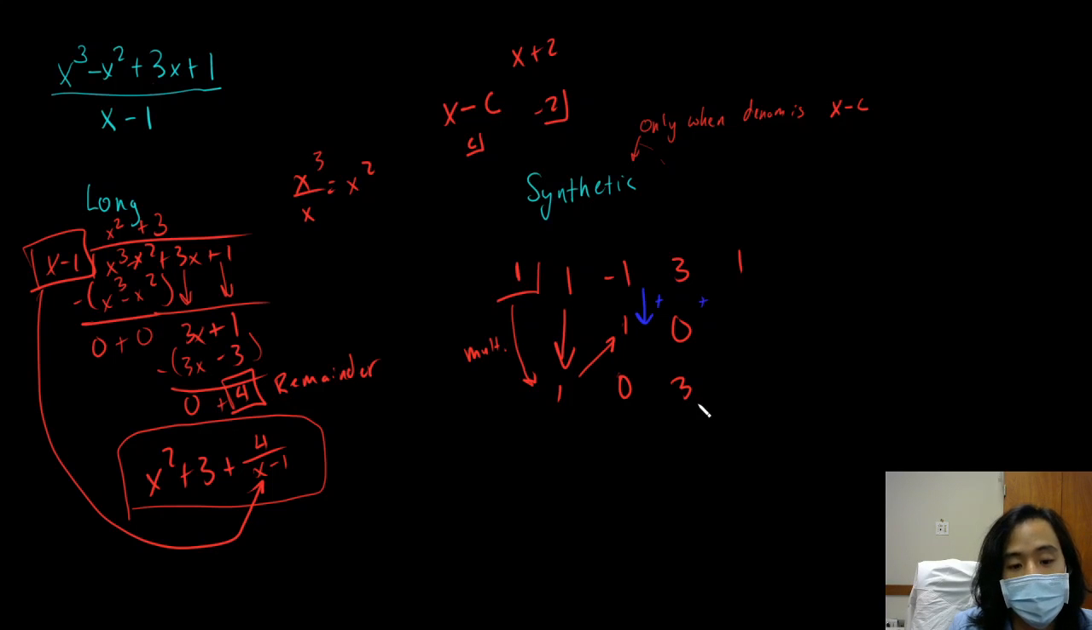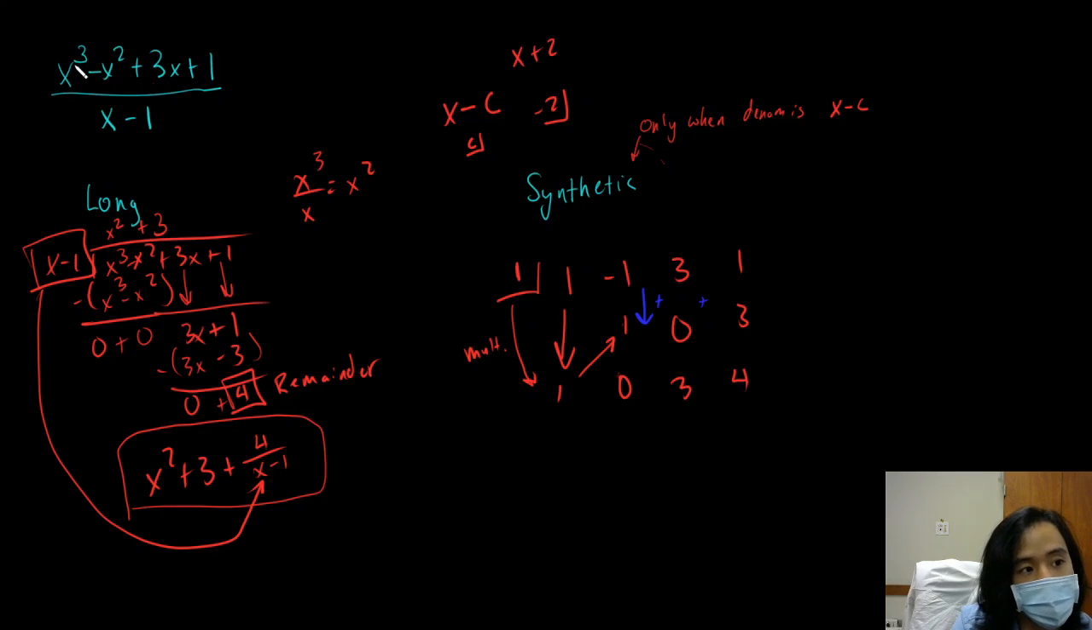And last step, 1 times 3 is 3. 1 plus 3 is 4. So if you take a look at this, these are going to be the coefficients of our final answer. This first number is always going to be the coefficient of x to the power of whatever is 1 less than the degree of our polynomial.